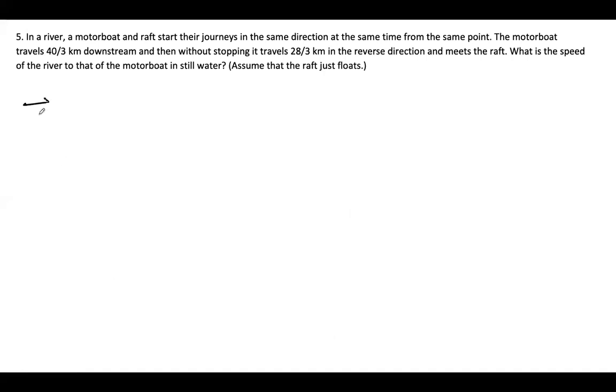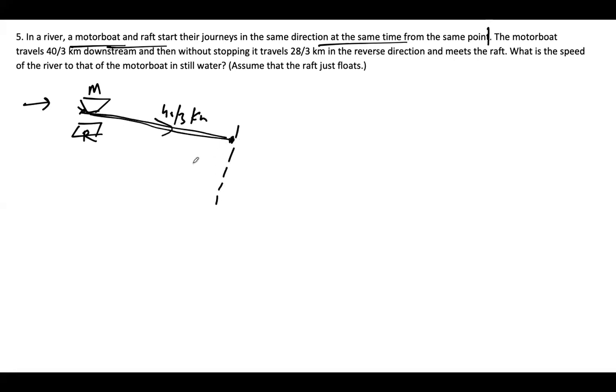Sanjana, go on for this question number 5. In a river, a motorboat and a raft start their journeys in the same direction at the same time from the same point. So motorboat and, let's say, raft. The motorboat travels 40 by 3 kilometers downstream, and then without stopping, it travels 28 by 3 kilometers in the reverse direction and meets the raft. And meets the raft. So what can you conclude?